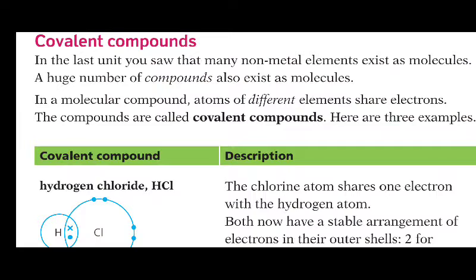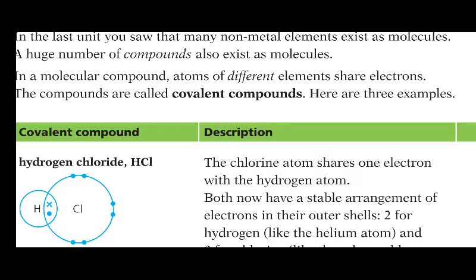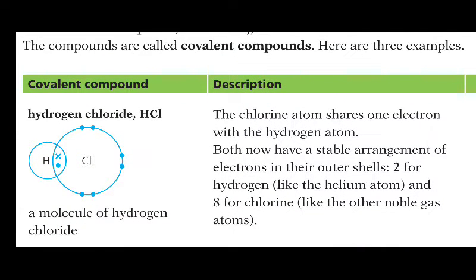Now they say the compounds are called covalent compounds. Here are three examples. The first one is hydrogen chloride. Did you know that hydrogen is a nonmetal? Yes, it is a nonmetal. It exists as a gas at room temperature. And we have chlorine, Cl, which is also a nonmetal and exists as a gas at room temperature. Hydrogen has one electron in the outermost shell, and chlorine has 7 electrons in the outermost shell.